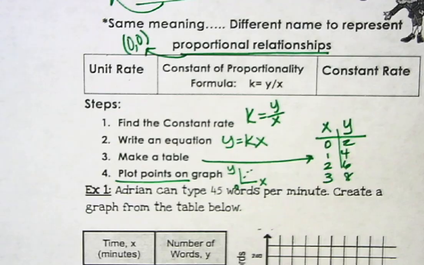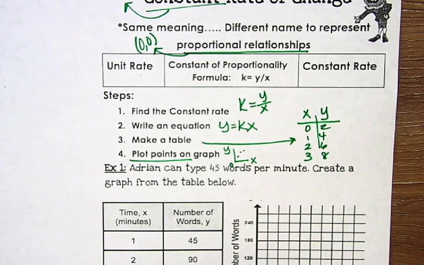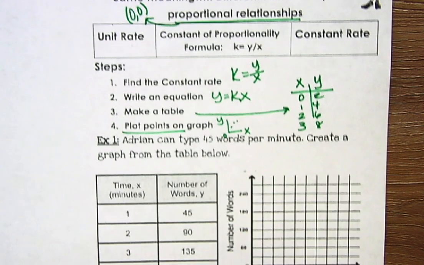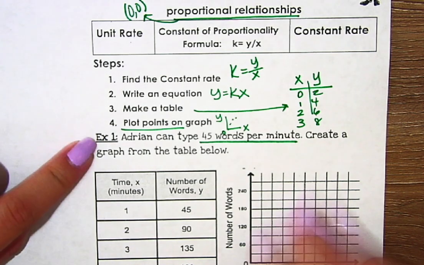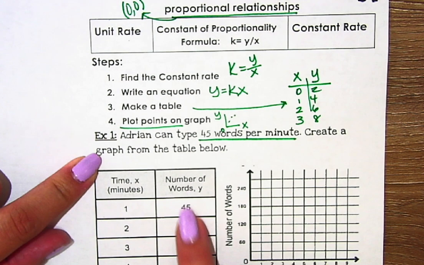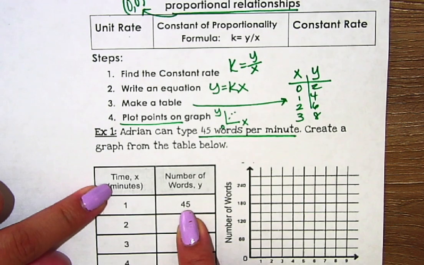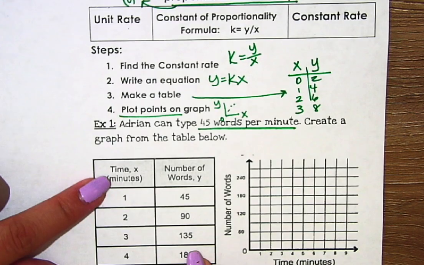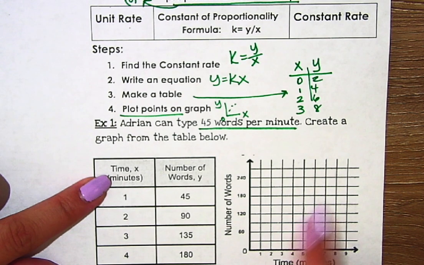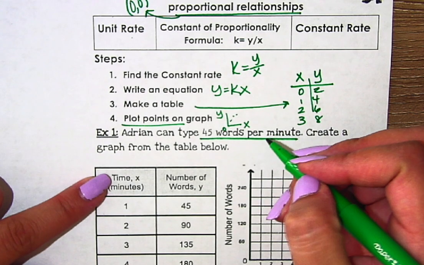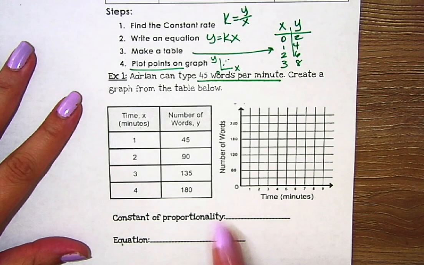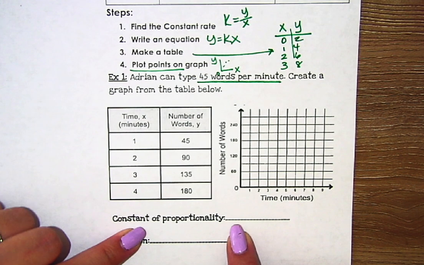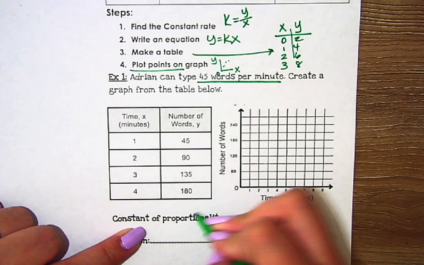Alright, so let's get into these examples. Example 1 says Adrian can type 45 words per minute. Let's underline that. It says create a graph from the table. So they've already done my table for me. I just have to plot on the graph. But first things first, the first thing we have to do is find our constant of proportionality. This is our K.